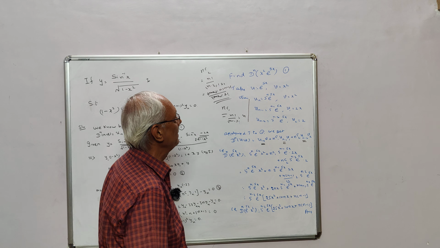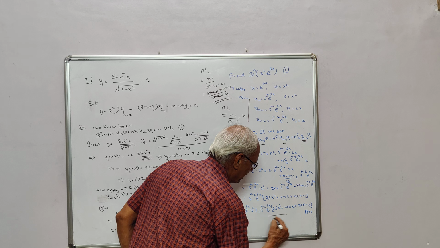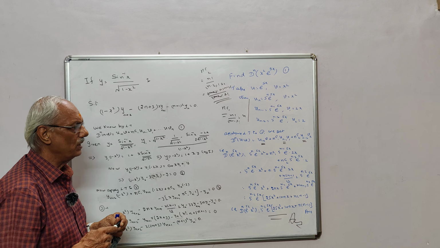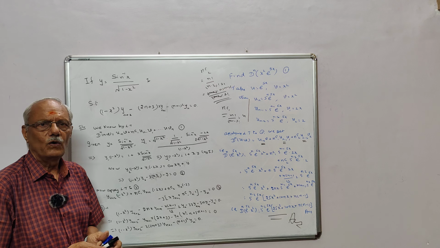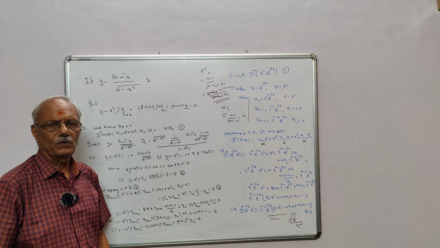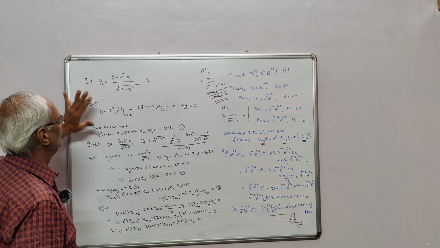So what is the nth derivative of this? The nth derivative of this is this. So this is a very simple application. See, this is the mere straightforward application of Leibniz theorem to the compound function x squared into e to the power of 5x. Okay. Now let me come to this problem.